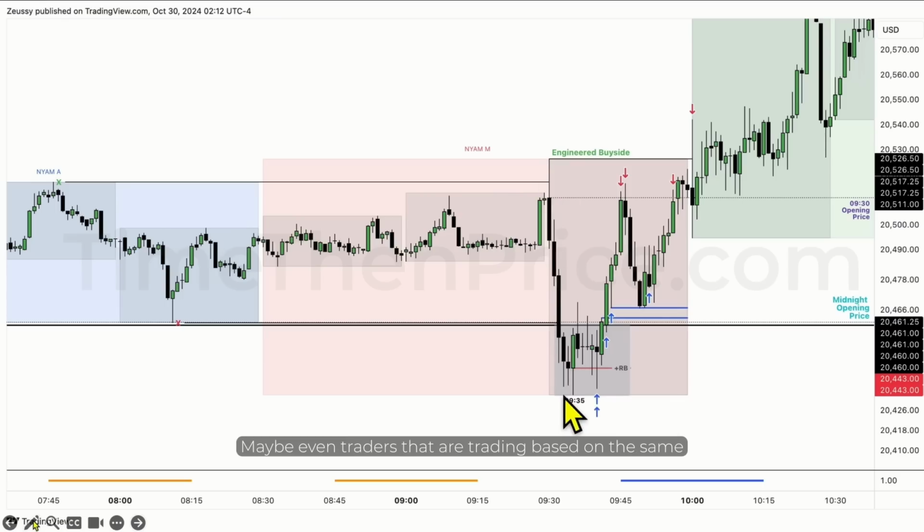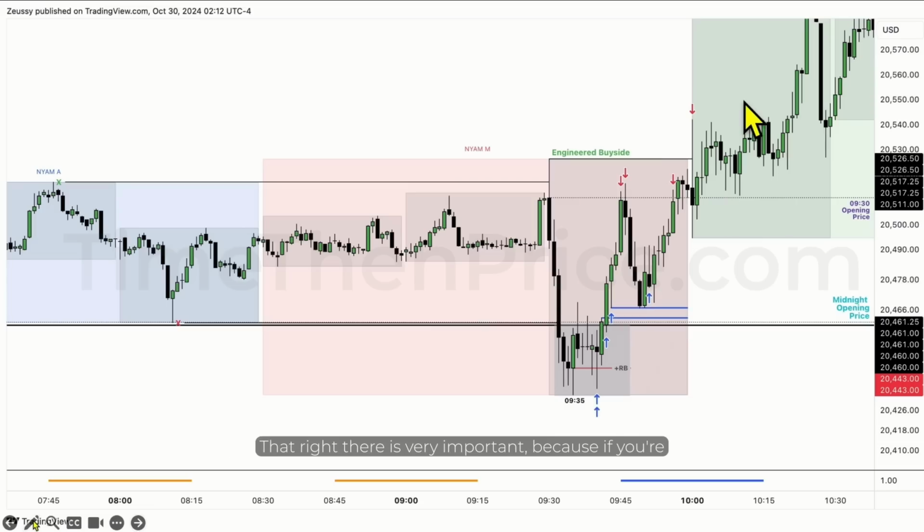Maybe even traders trading based on the same algorithmic concepts would see, oh, we see imbalances get created right here, therefore we should go market short because the market is showing premium rates get created, right? That's their thought process. Or they just see weakness. They see nothing but lower prices since the 9:30 open. We cannot look at that and think to ourselves, oh, the market is in fact bearish. No, because we know that we're going lower to go higher.